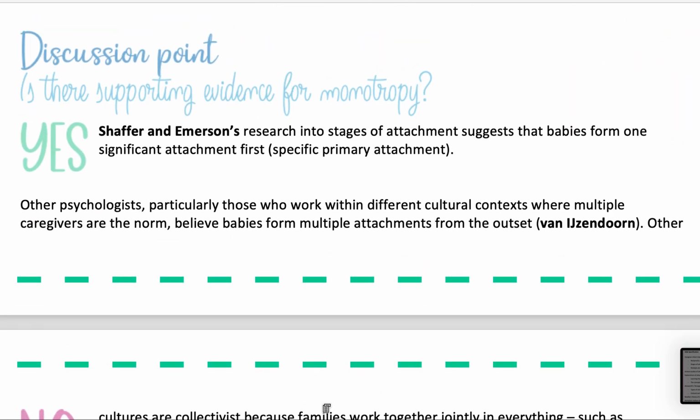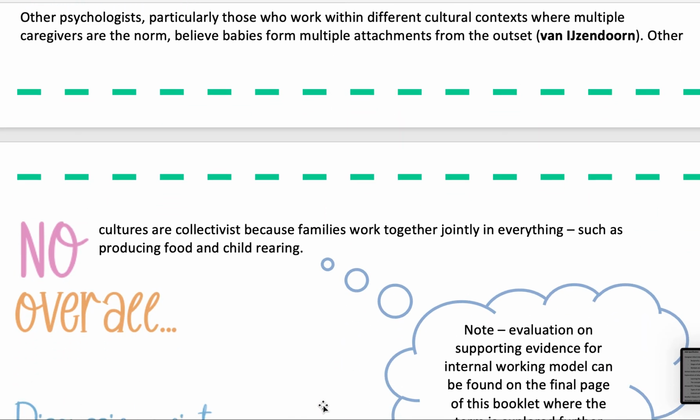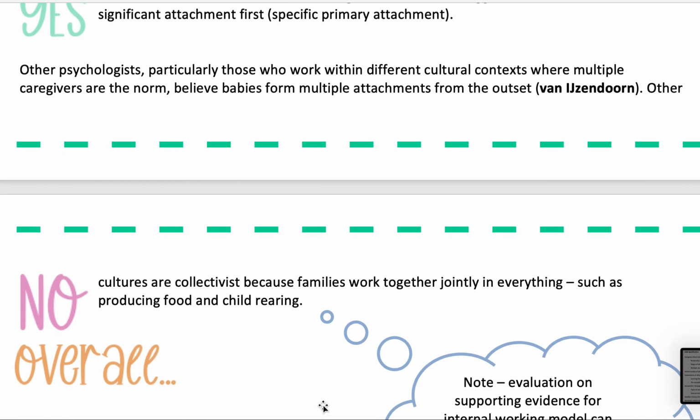Is there supporting evidence? So Schaffer and Emerson found that there's a specific stage of primary attachment, and then Van IJzendoorn said no, this doesn't always apply because in different cultures they form multiple attachments from the outset. They skip that stage. So overall, psychologists need to recognise the culturally relative nature of these findings and not attempt to falsely universally apply them.